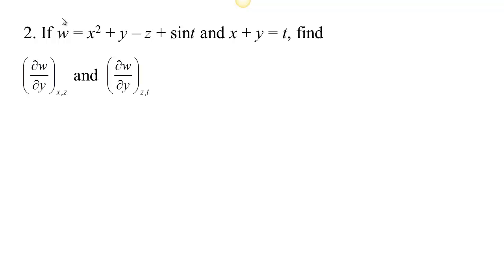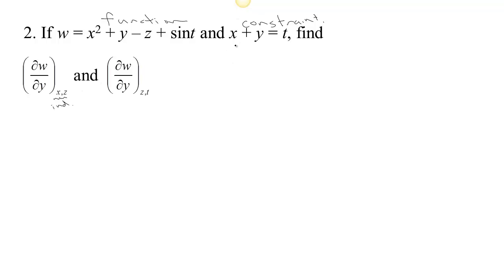Here's another example. We have w as a function of x, y, z, and t. So this is our function. And we have here a constraint that specifies the relationship between x, y, and t. So if they ask us to find dw/dy, and they have a little note here about x and z, this means that not only is y independent, because you're taking the derivative with respect to y, but also that x and z are independent. That means when you change y, x and z are fixed.